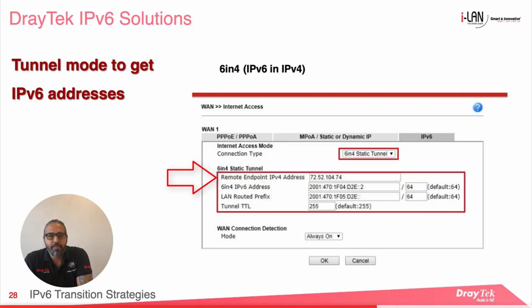Enter the tunnel server's IPv4 address in remote endpoint IPv4 address. Enter the router's IPv6 address in 6-in-4 IPv6 address. Enter the routed IPv6 prefix in LAN routed prefix. All of this information that I mentioned will be provided by your tunnel broker after you sign up for the service.